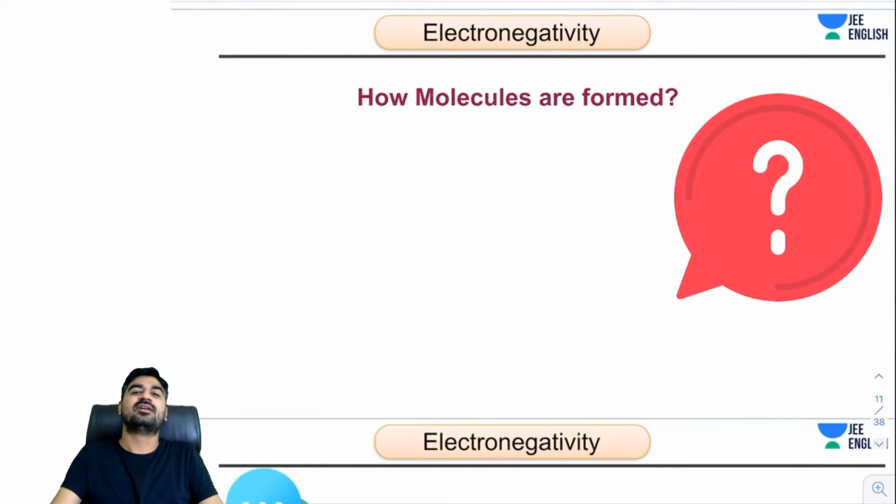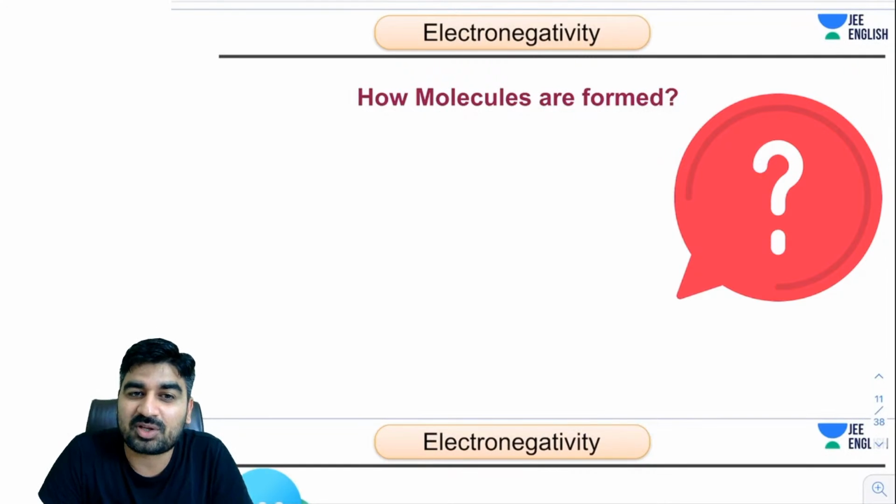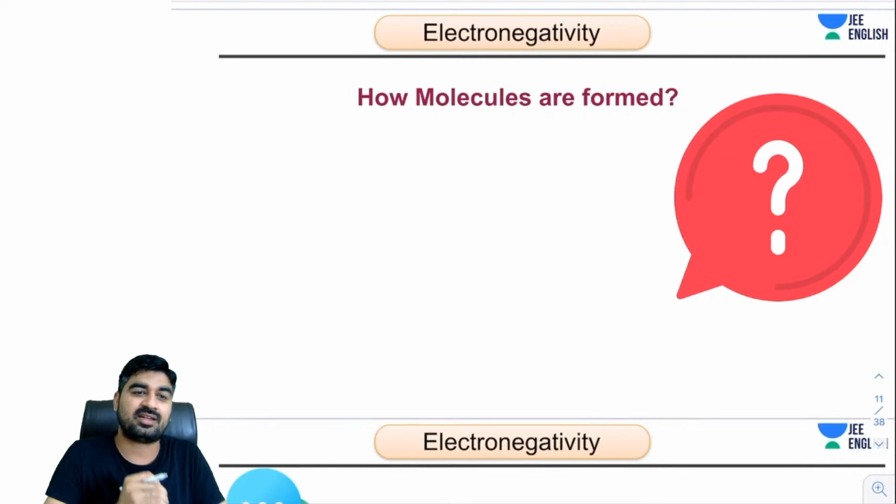Now the next subtopic I'm going to start is electronegativity, and guys, it's very important. It's very important because this topic is going to help you a lot throughout chemistry. You will encounter this. What is electronegativity we will discuss, but before that my first question is how molecules are formed. Tell me how molecules are formed. Any answers?